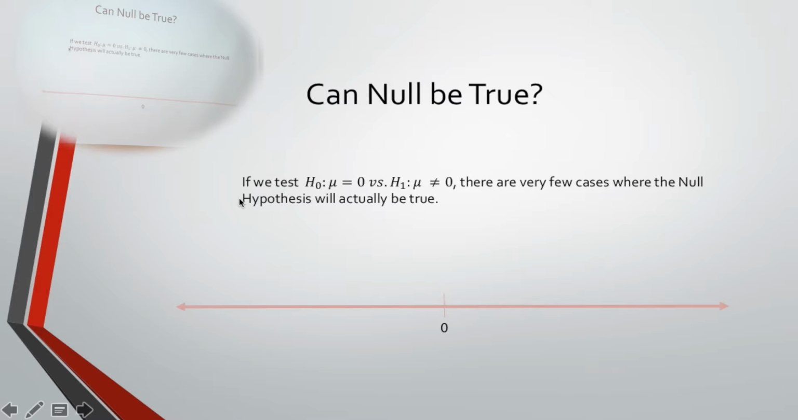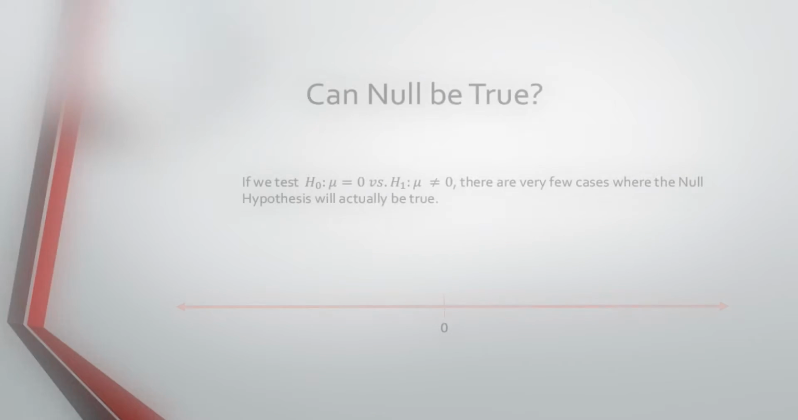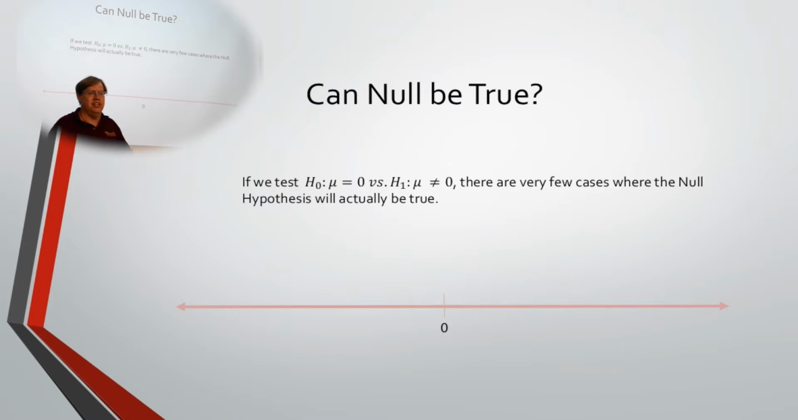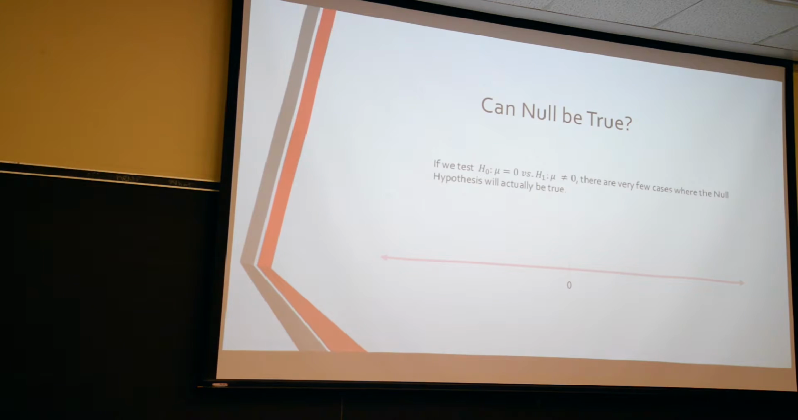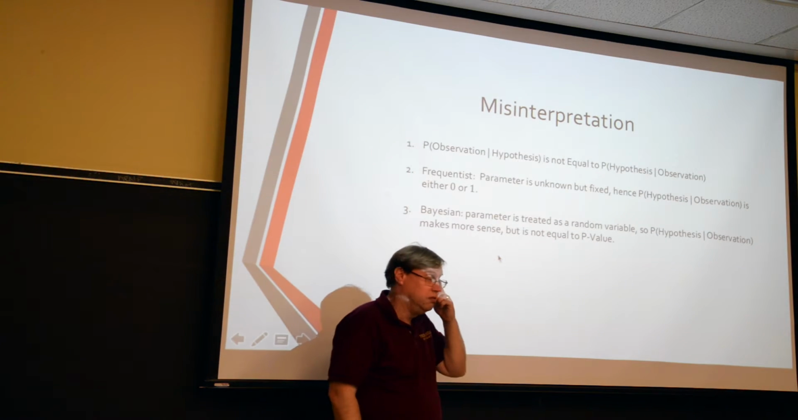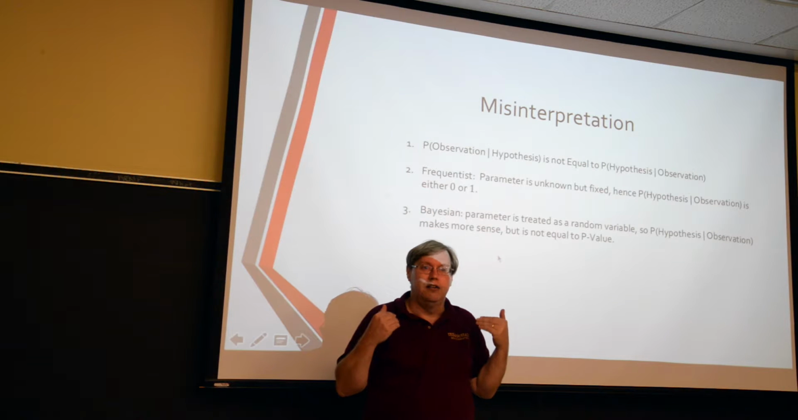When you think about it, we have this number line from minus infinity all the way to plus infinity. The null hypothesis is associated with just this one little value, and the alternative hypothesis is associated with all of these other values. So it's really unlikely in lots of settings that the null hypothesis would actually ever be true, meaning the mean mu is equal to 0.000000000 and so on. That is one of the complaints that people have about the p-value and its misinterpretation. This has to do with how we interpret it.